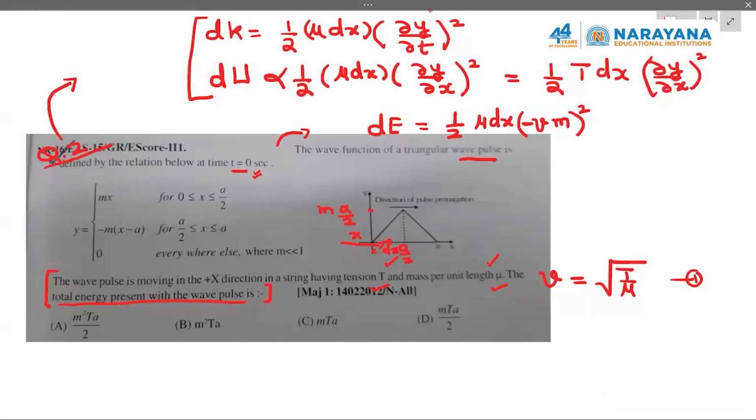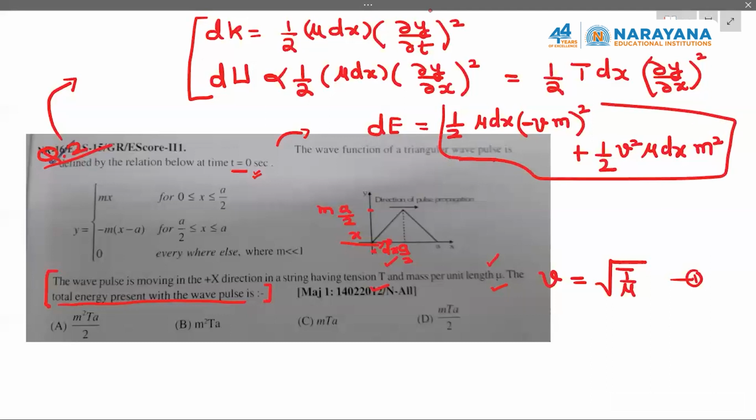And if I want to write the second term, it is half of T, which I'm writing as v square mu dx, and the slope obviously is a constant here, so m square, right? So just try to integrate this expression from x equal to 0 to x equal to a by 2. You will get the energy which is present in 0 to a by 2.